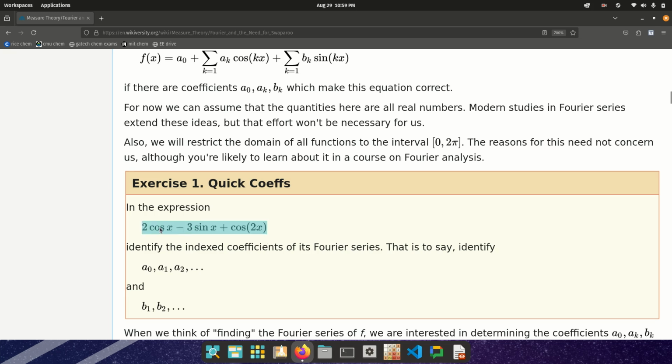Okay, let's move on to a sub 1. So a sub 1 should be the one that goes with k equal to 1, and that means we're talking about cosine x.